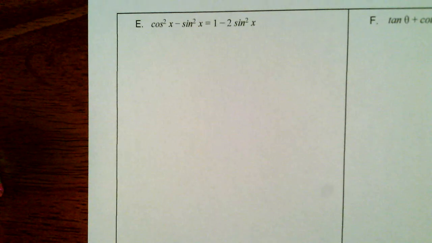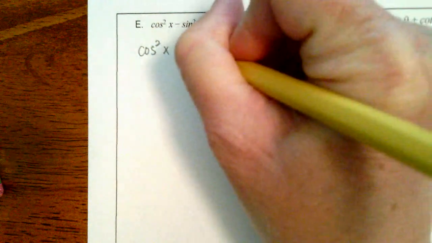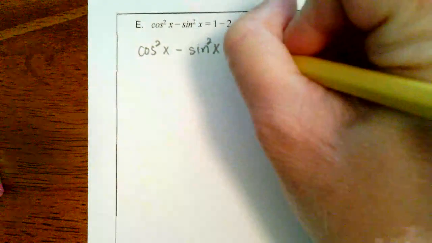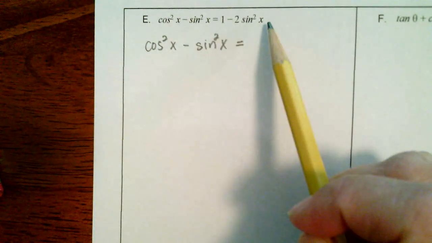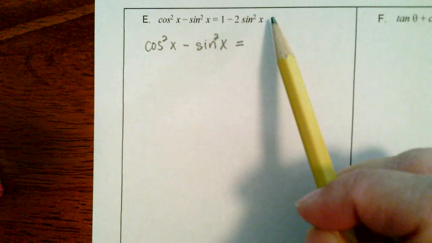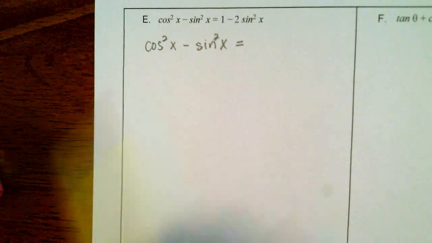To verify our next identity, again, we're looking for the most complicated side. And to me, that looks like the left. So I have cosine squared of x minus sine squared of x. Now, looking at this, I want to get it all in terms of sine squared of x, which means I need to get rid of my cosine squared of x.